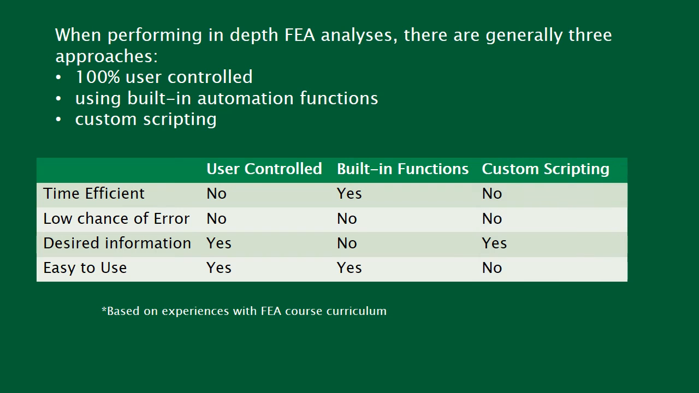The third method is custom scripting. And this is the only way that I know of to get a convergence study without using the 100% user-controlled method. However, custom scripting ironically takes longer than just doing it 100% user-controlled, which is why that is a very common method. And so this semester, we endeavored to build a custom automation function using the custom scripting methods, so that you can have essentially a convergence study with all the features of the built-in automation function.